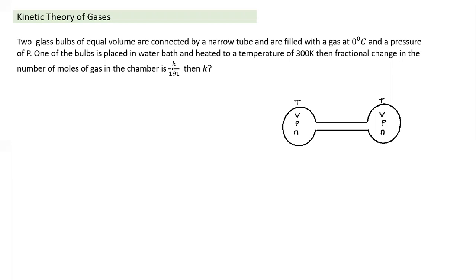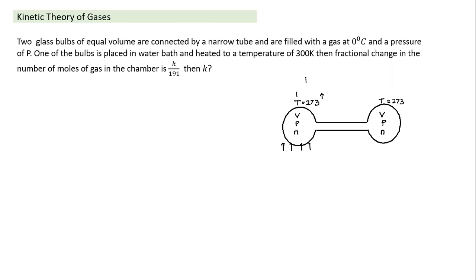What is done here is that one of the bulbs is placed in a water bath and heated to 300 Kelvin. The initial temperature was 273, and this also is 273. So one of them is heated, and the other is still at 0 degrees, 273 K. What would be the effect of heating? We can understand from intuition or from the equation.